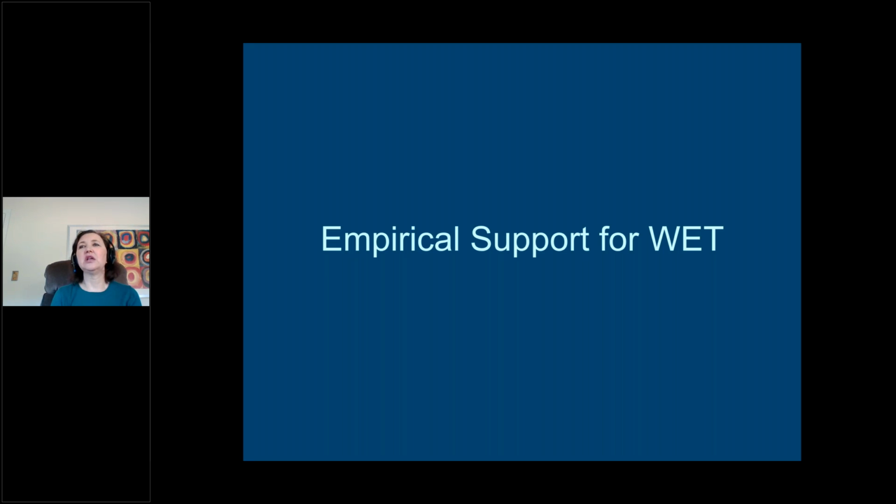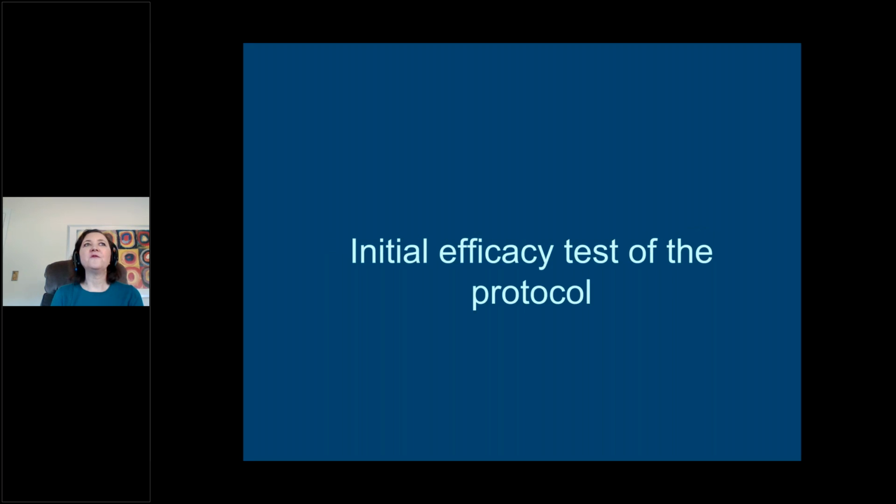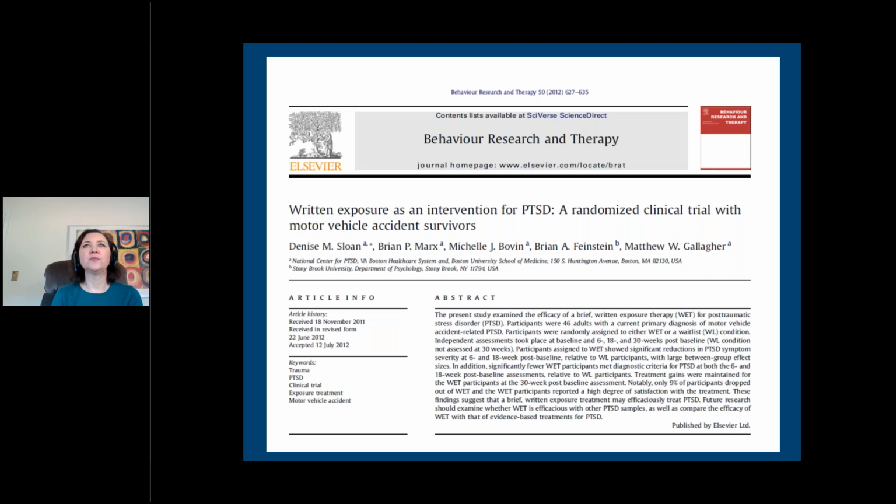After we developed the protocol, we wanted to test, does it actually work with people that have a diagnosis of PTSD? And our first test of the protocol was published back in 2012. And we focused on a sample of people that had PTSD from a motor vehicle accident. And we chose motor vehicle accident because it's surprisingly the most common way that people, especially in the US, develop PTSD. So it's quite prevalent. And we wanted to start with one specific type of PTSD and decided motor vehicle accident would be a good one to choose given how prevalent it is.